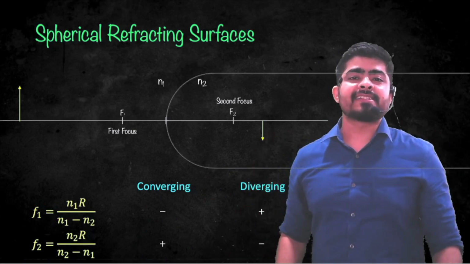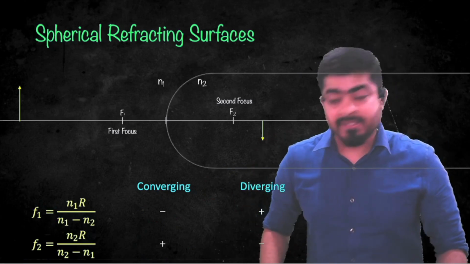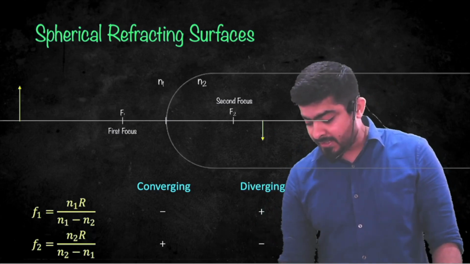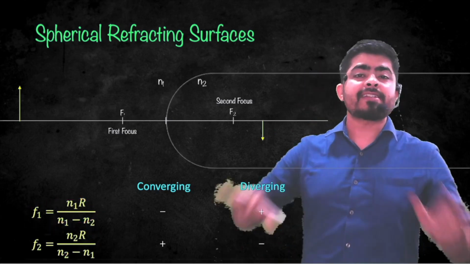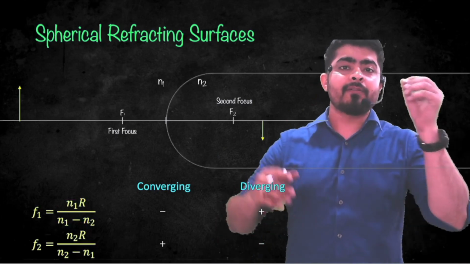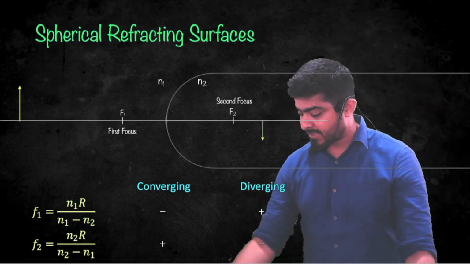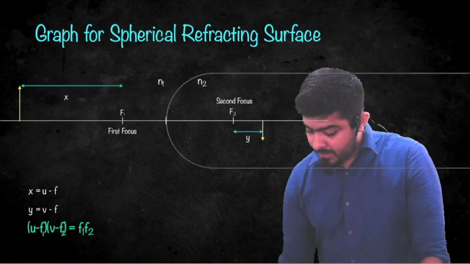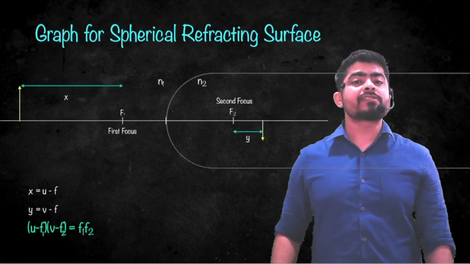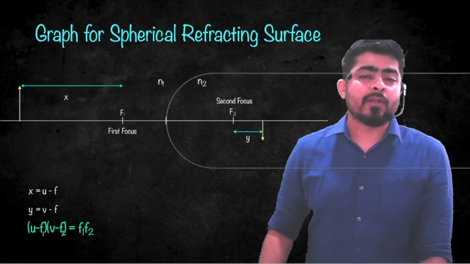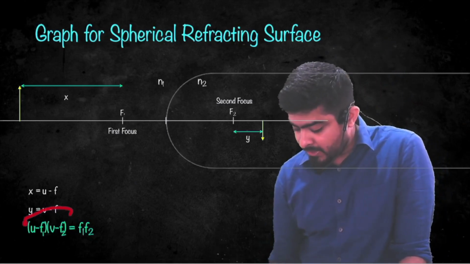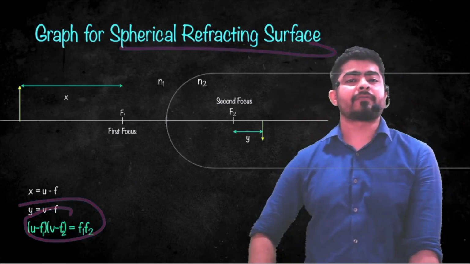Rest all is exactly same like lenses. Only difference is in the magnitudes of f1 and f2, rest everything is same. f1 positive, f2 negative, or f1 negative, f2 positive, they always have opposite signs. And the formula that we are going to use is also same as that of the lenses. This is my Newton's formula for spherical refracting surfaces.